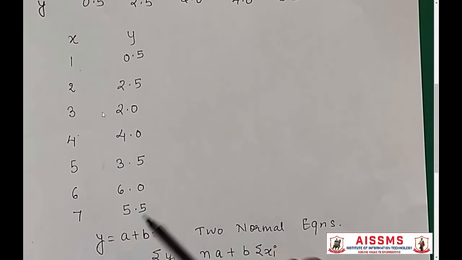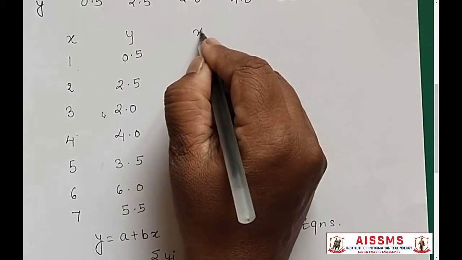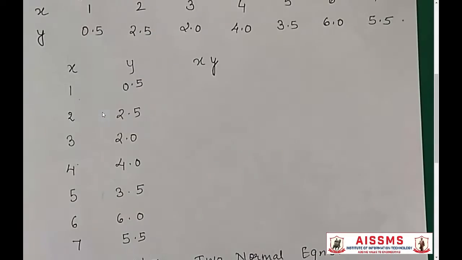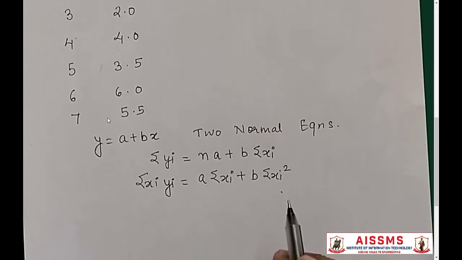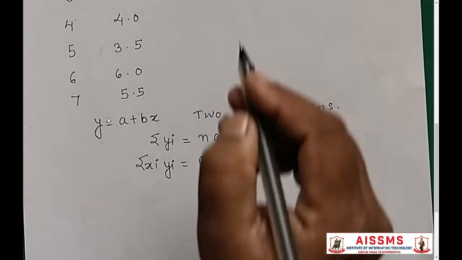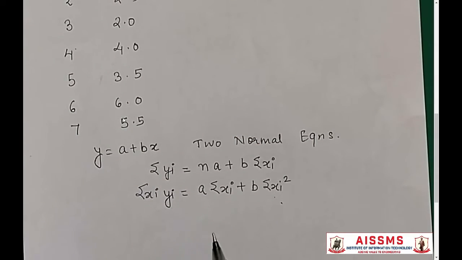Now we have the values of x, we have the values of y. We need to find out xi into yi, so I will write x into y. And I need to find out xi square, so I will write x square. So we do the multiplication.